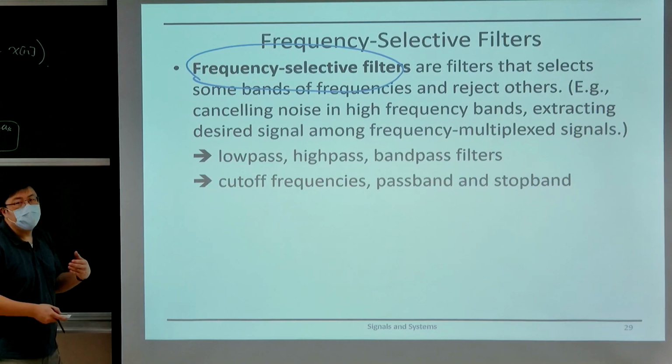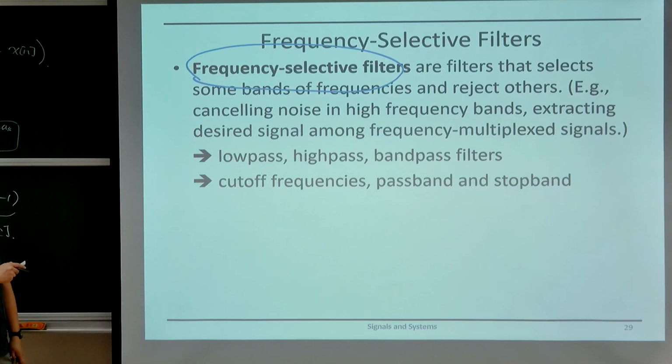For example, in communication, you often may want to cancel noise in some high frequency band that does not fall into the frequency band of your message, okay? So therefore, when you receive a signal, you want to pass it through a frequency selective filter that lets through only the signal of interest, okay? Now, this is also useful when you're trying to extract desired signals from a frequency multiplexed signal, okay?